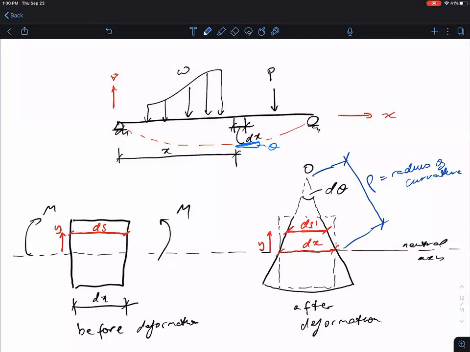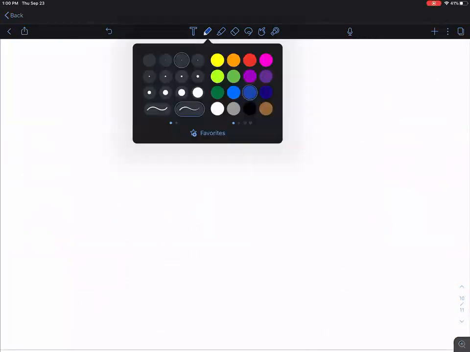Now, the next step would be to compute the strain in the arc ds. So let's do that. So we want to compute the strain in the arc ds, and that would just be given by the change in length, which is given by ds prime minus ds over the original length.